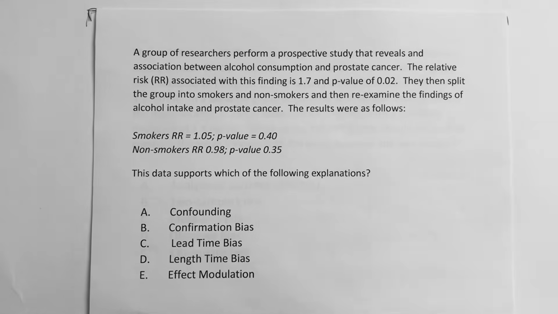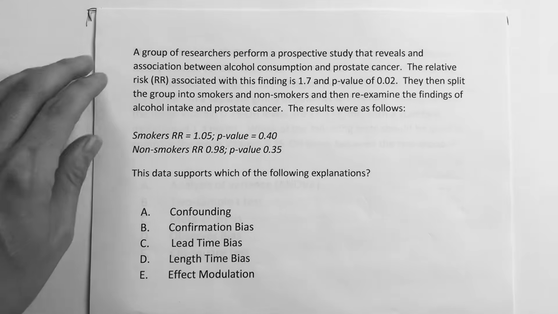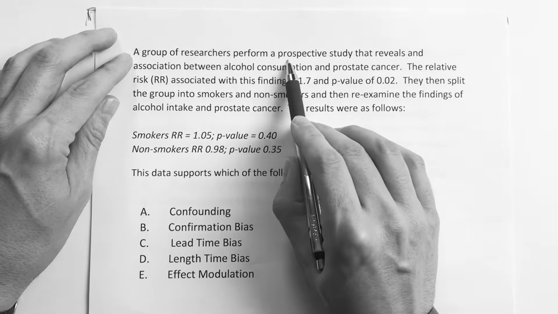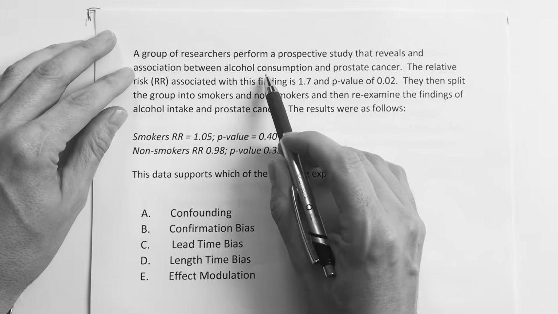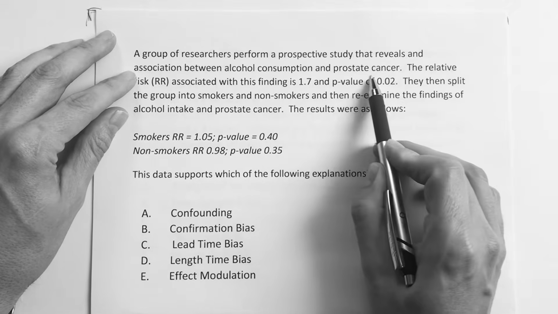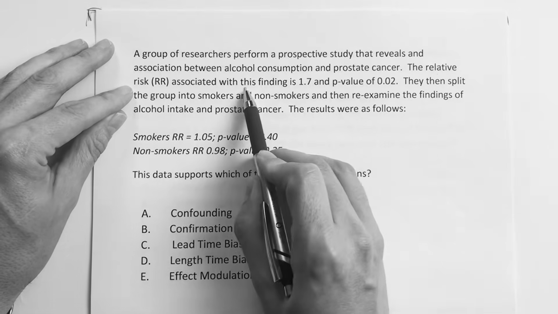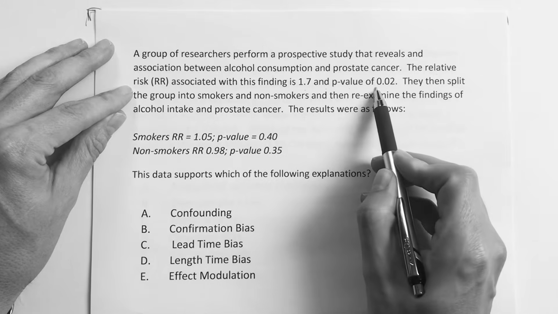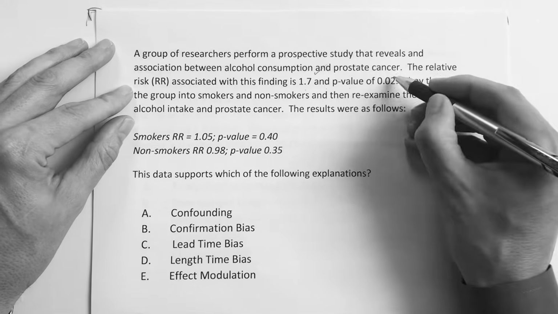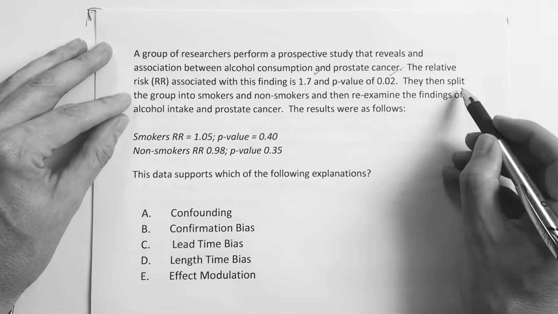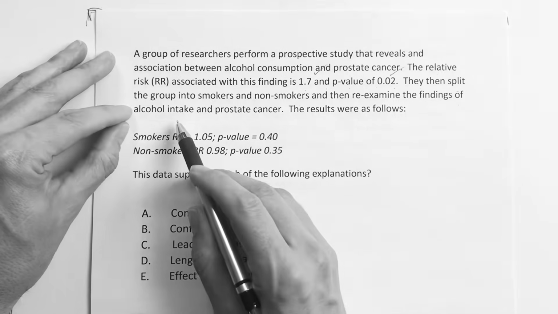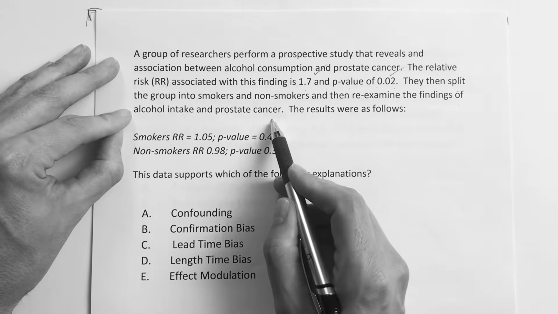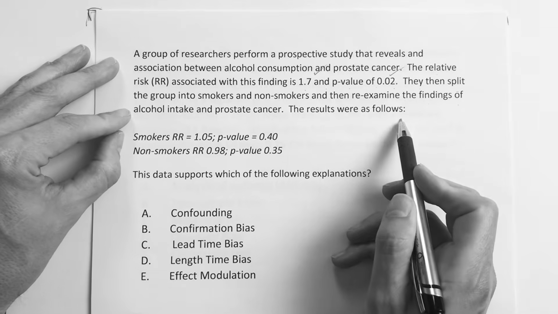This question says, a group of researchers perform a prospective study that reveals an association between, I should have done this one first, between alcohol consumption and prostate cancer. The relative risk associated with this finding is 1.7 with a p-value of 0.02. Okay, so these are good. Then they split the group into smokers and non-smokers and then re-examined the findings of alcohol intake and prostate cancer. The results were as follows.